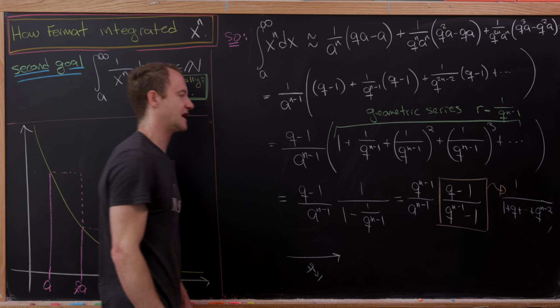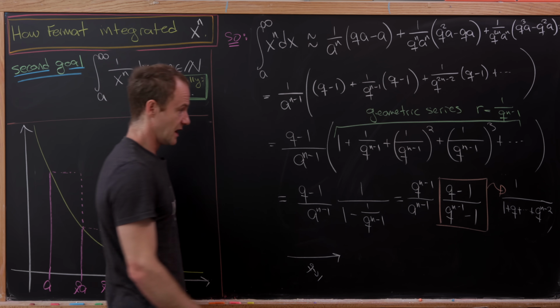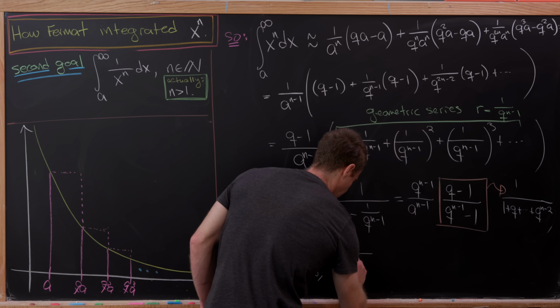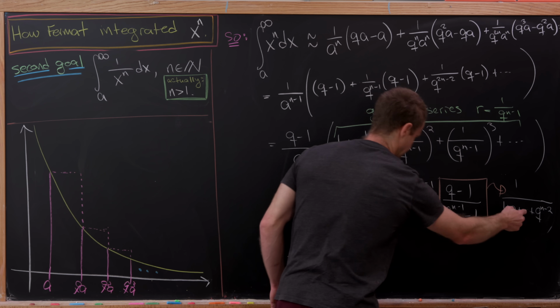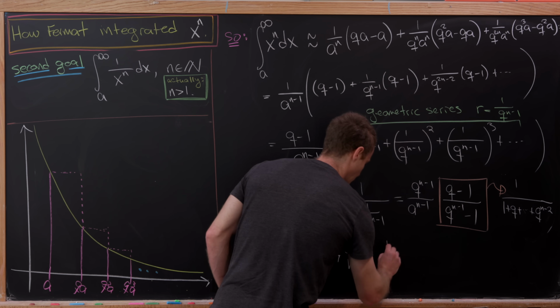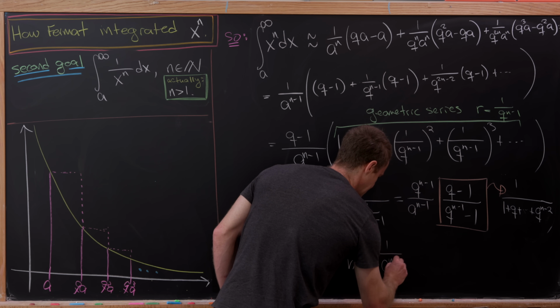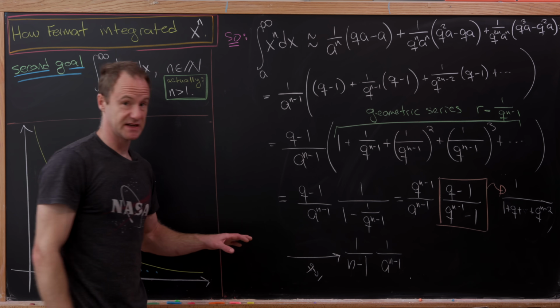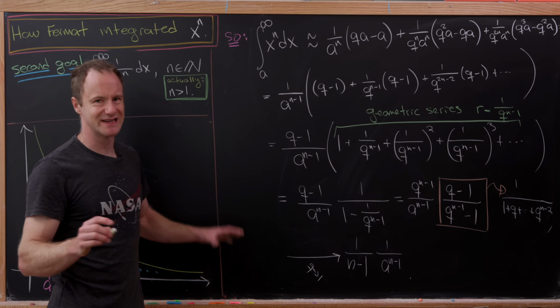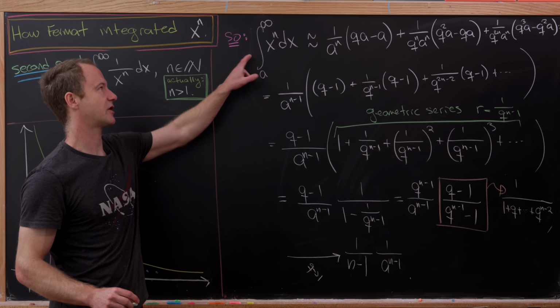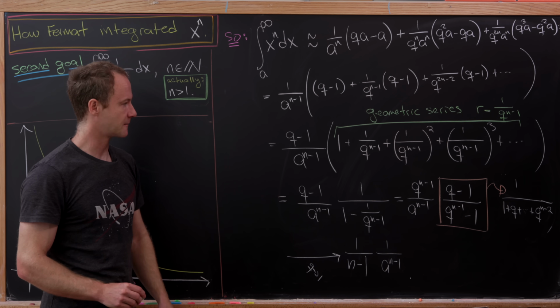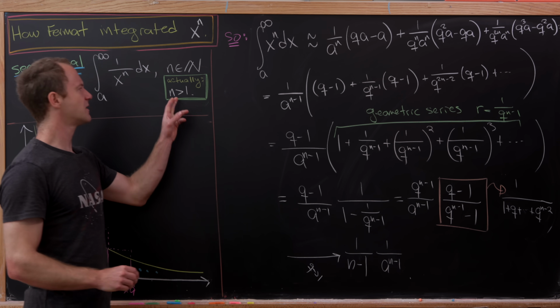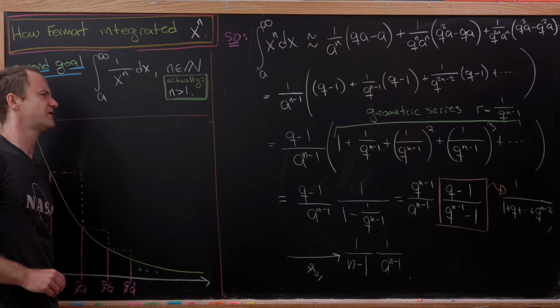Well, this q to the n minus 1 will approach 1. And then we'll be left with 1 over n minus 1, which we're getting from this term over here, and then 1 over a to the n minus 1, which is, again, what we would expect using standard methods for calculating this integral here.